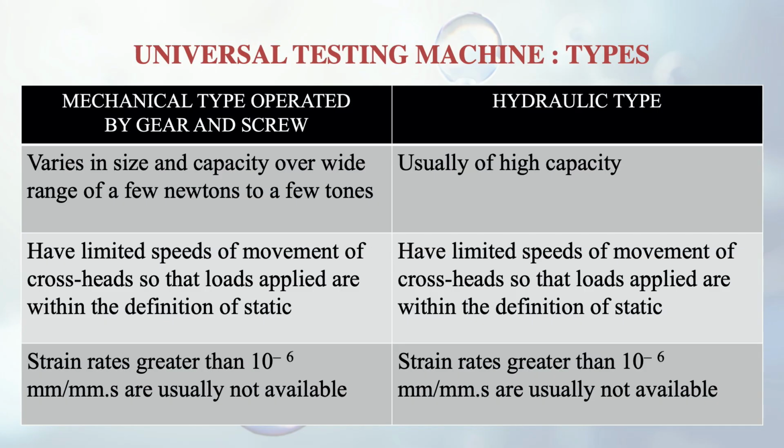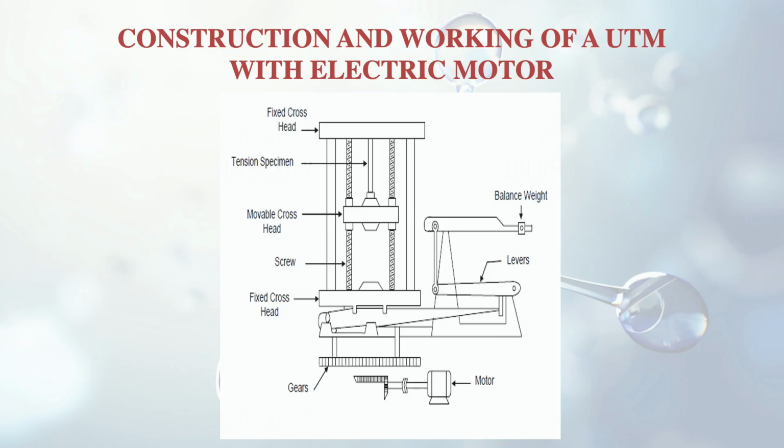In case of this hydraulic machine, same thing, limited speeds of movement of crossheads so that loads applied are within the definition of static. Third point about these two machines, in case of the electric one, strain rates greater than 10 to the power minus 6 per second are usually not available. Similar is the case with the hydraulic machine also. But there are nowadays very sophisticated machines which are achieving strain rates up to the limit of say 10,000 or 100,000 per second. Now you can see the figure here also of the UTM machine, which is running with the help of the electric motor.